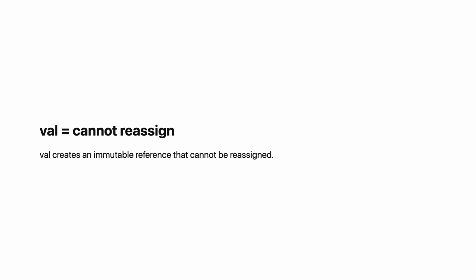The keyword var declares a mutable reference. You can reassign a var to a new value. var count = 10. Later, count = 20 is allowed. Use var when you genuinely need to change a variable's value: loop counters, accumulators, state that updates. But use var sparingly.